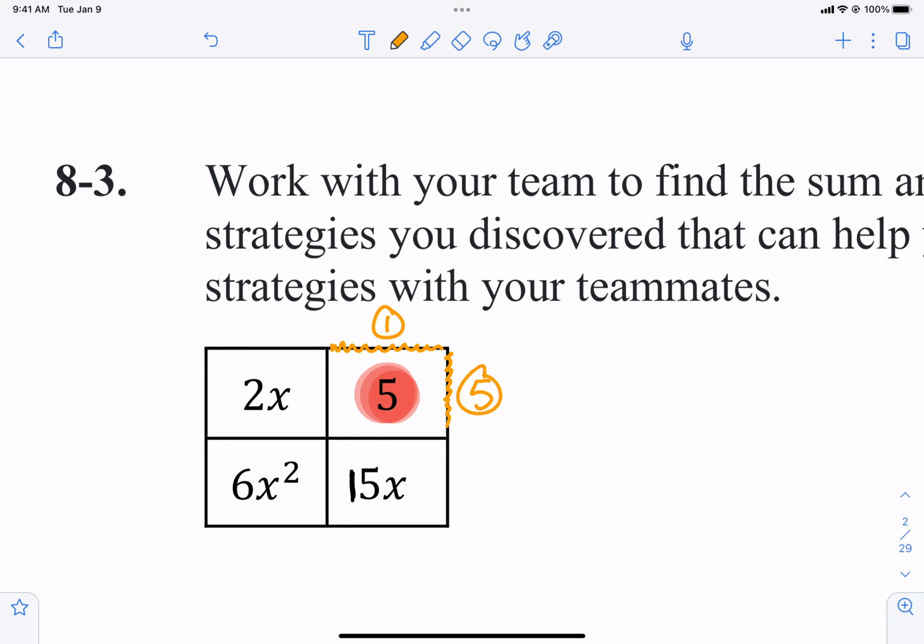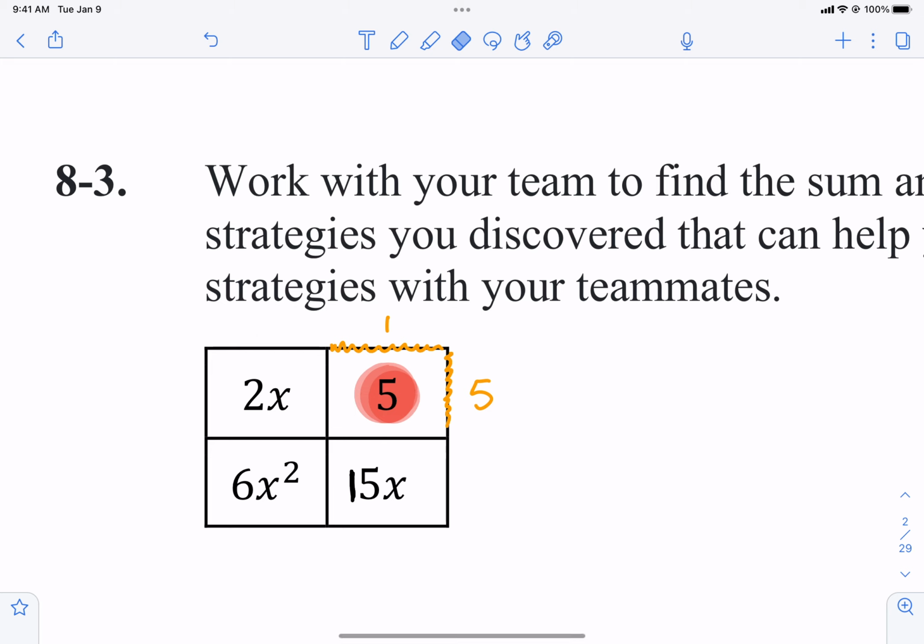Now, there is a slight problem with that, because the next part of this, we would take 5 and we would say 5 times what is equal to 2x. And really, we're not exactly sure, because 5 doesn't go into 2x. So maybe I made a small mistake. So let's go back to the drawing board.